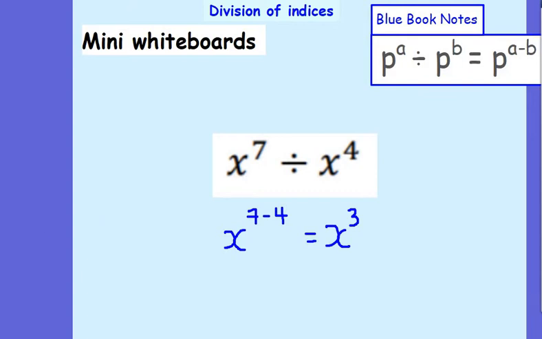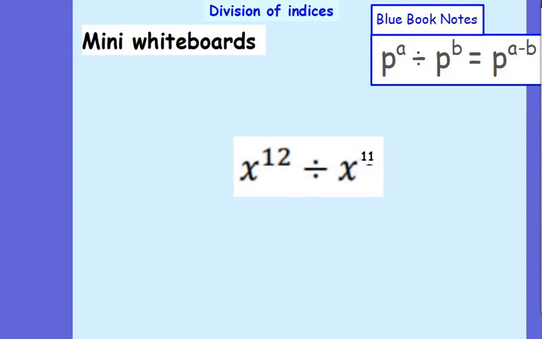Brilliant. How good are you? How about now, x to the power 12 divided by x to the power 11? Let's go through it. We've got x to the power of 12 take away 11, which gives me x to the power of 1, which we can just write as x. Okay, Year 9? How about now? Pause the video, have a little think in your light blue books.